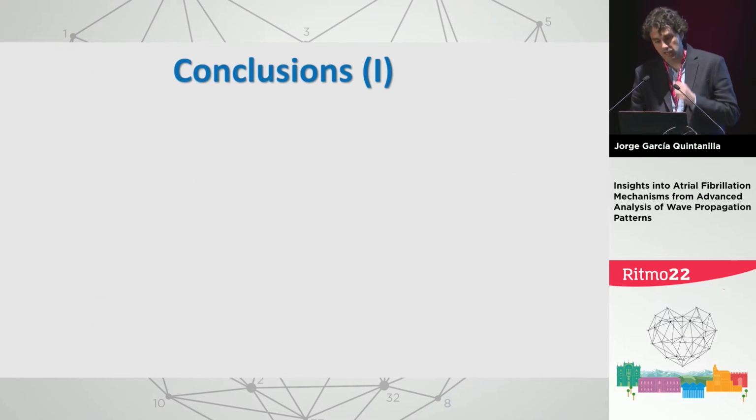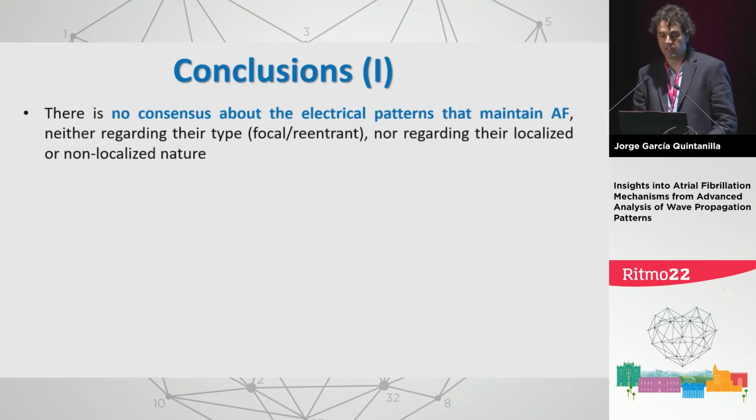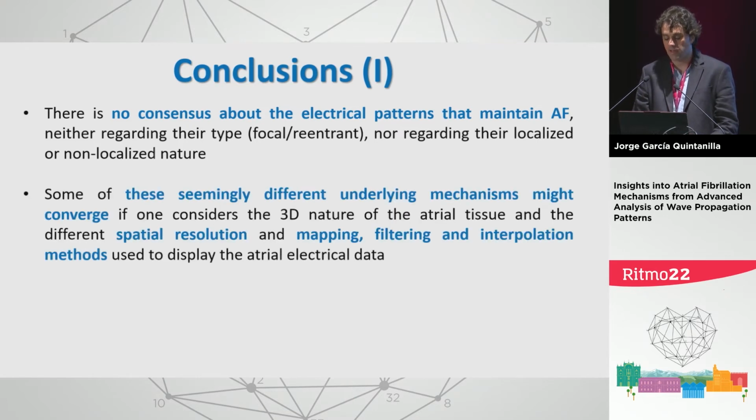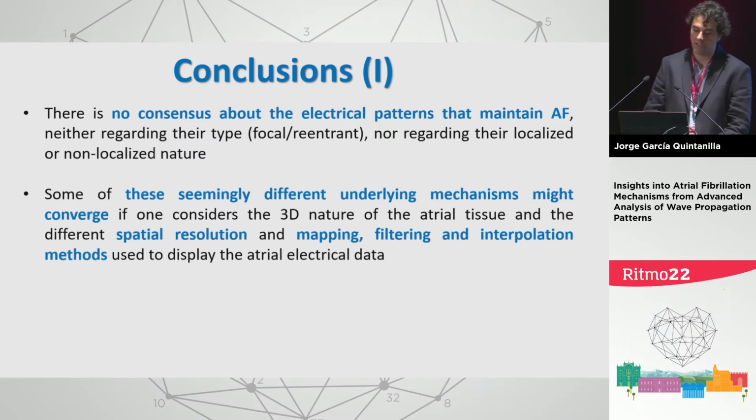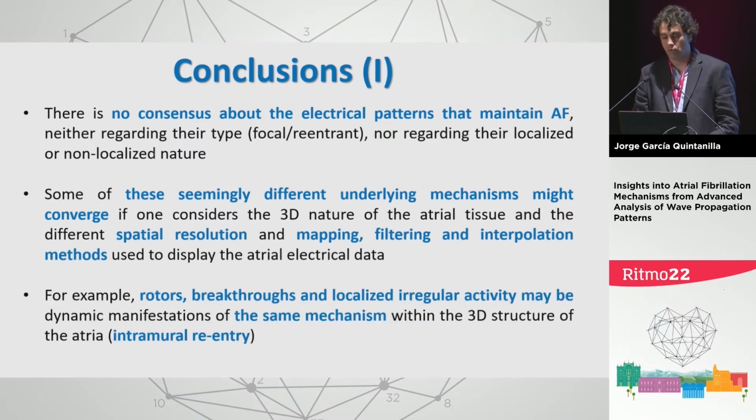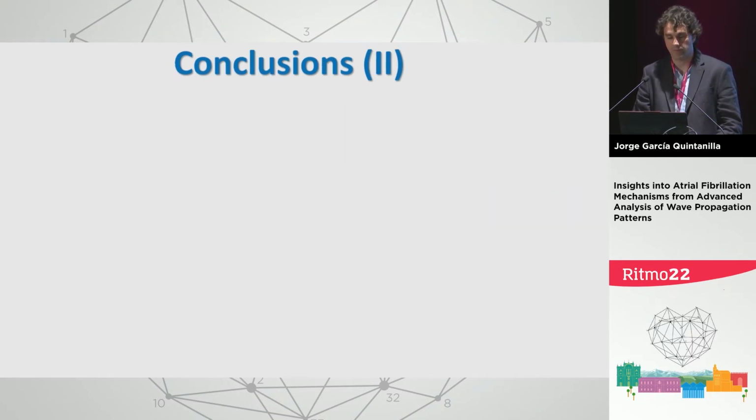Well, and now finally the conclusions. There is no consensus about the electrical patterns that maintain AF, neither regarding their type, focal or reentrant, nor regarding their localized or non-localized nature. Some of these seemingly different underlying mechanisms might converge if one considers the 3D nature of the atrial tissue and the different spatial resolution, mapping, filtering, and interpolation methods used to display the atrial electrical data. For example, rotors, breakthroughs, and localized irregular activity may be dynamic manifestations of the same mechanism within the three-dimensional structure of the atria that would be intramural reentry.